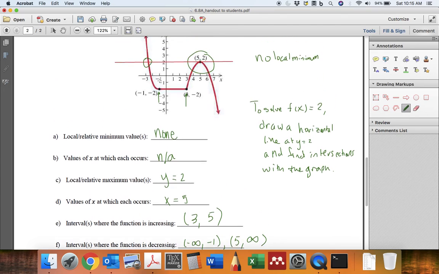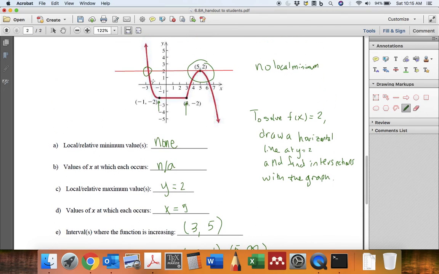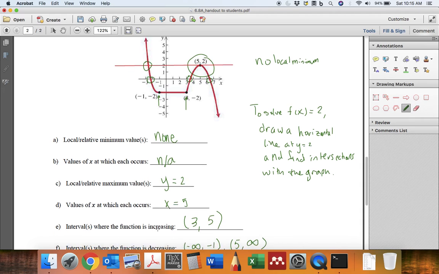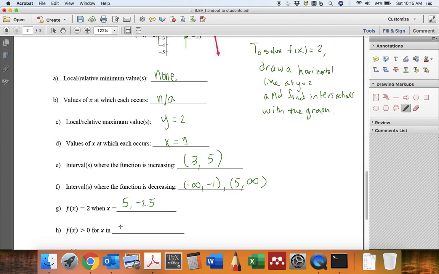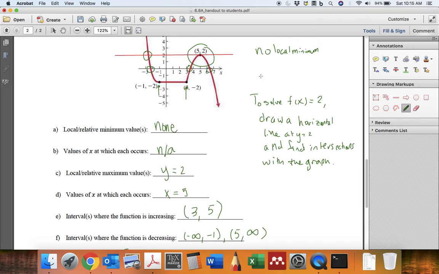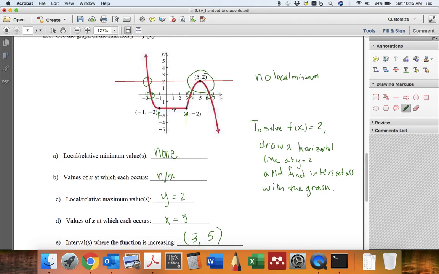Now f of x is strictly positive, so that means we're going to find the zeros, and so we'll call that -2.25. So f is positive from negative infinity up to -2.25, and then we'll just list these intervals and separate them with commas.